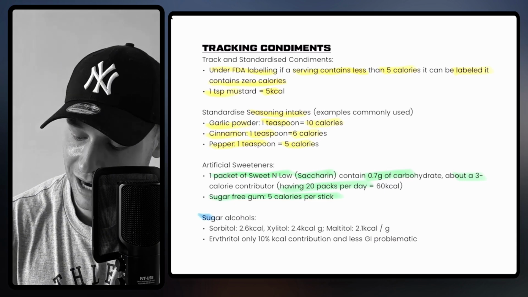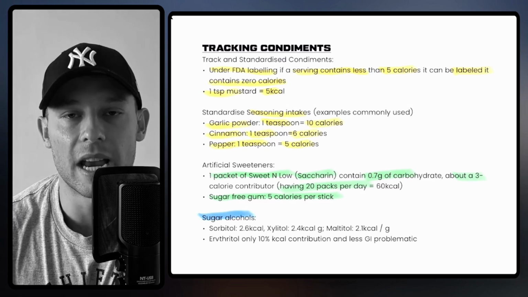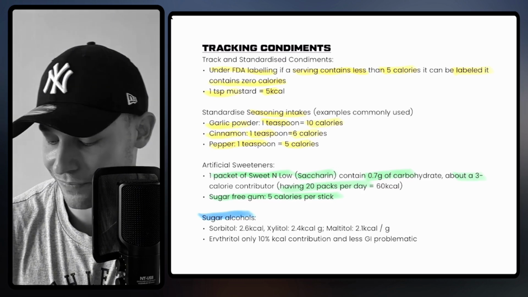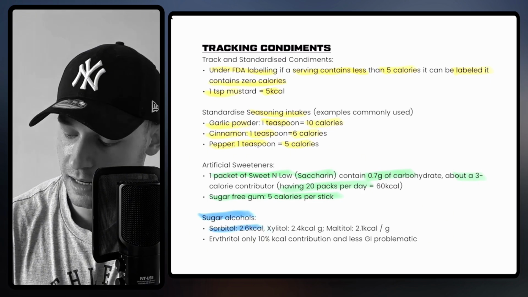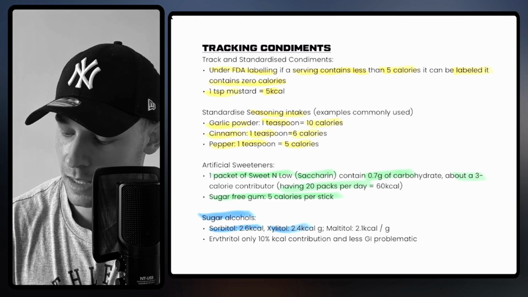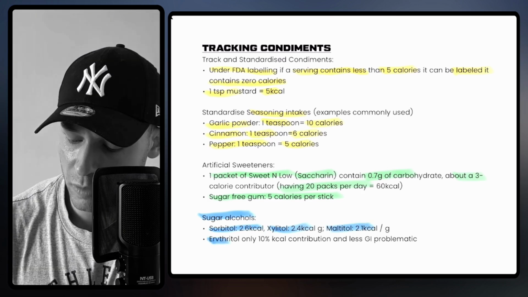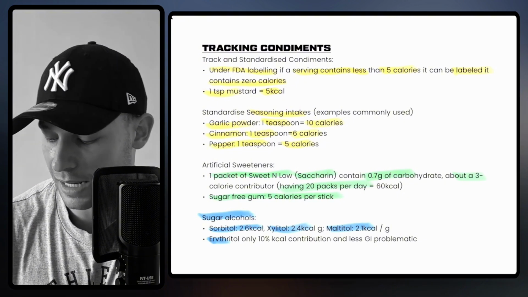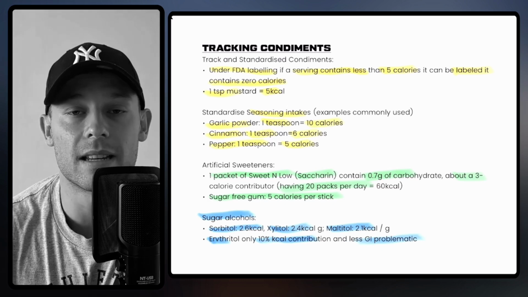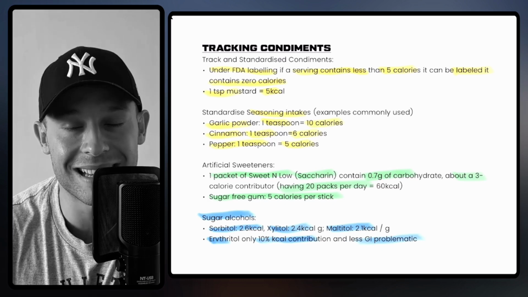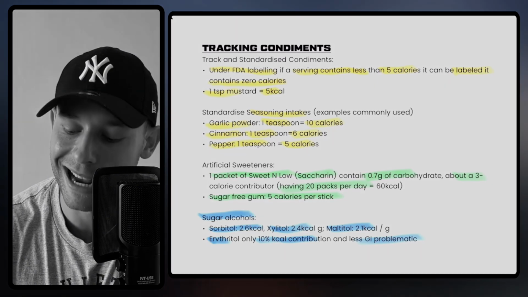And then sugar alcohols, if you are someone that does enjoy the occasional alcoholic beverage. Sorbitol contains roughly 2.6 calories. Xylitol, 2.4 calories per gram. Maltitol, 2.1 calories per gram. And that's for all of them per gram. One that I would recommend is erythritol. That's only 10% calorie contribution, and it has less GI problems. That being said, you may not necessarily get gassy or bloated having that type of sugar alcohol.